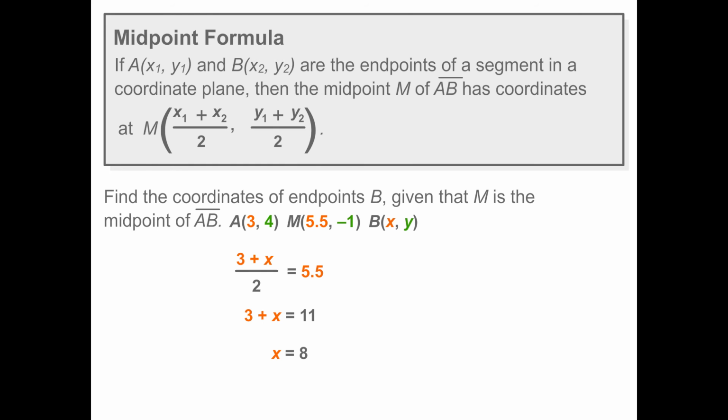Repeat this for the y-coordinates. And y is negative 6. So the coordinates of the endpoint B are (8, -6).